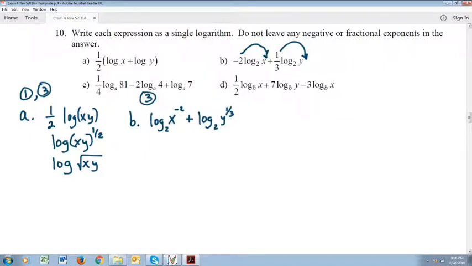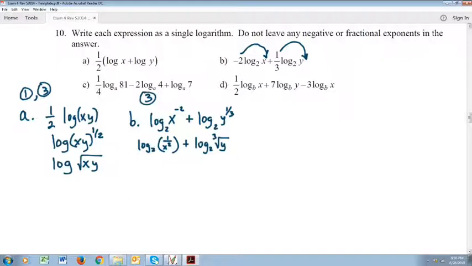And we can rewrite x to the negative 2 power. In fact, we know negative exponents lead to reciprocals. This is 1 over x to the positive 2 power. And y to the 1/3 means cube root of y. So let's go ahead and rewrite that.